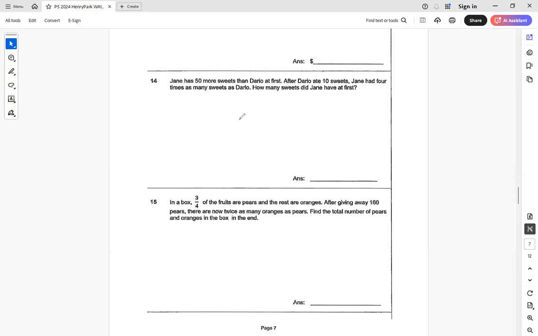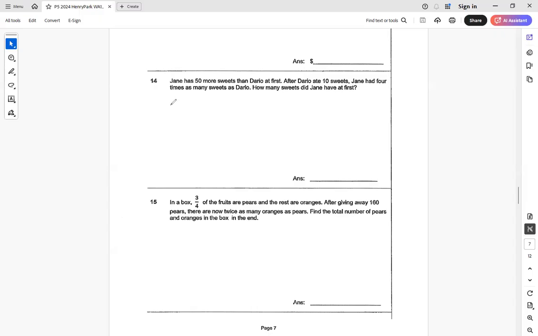Okay, Jane has 50 more sweets than Daryl at first. After Daryl ate 10 sweets, Jane had 4 times as many sweets as Daryl. How many sweets did Jane have at first? So this one, they give us the comparison of Jane and Daryl at first. After that, there were some changes involved, and they tell you what happened after that. So the before, they tell us Jane has 50 more sweets than Daryl.